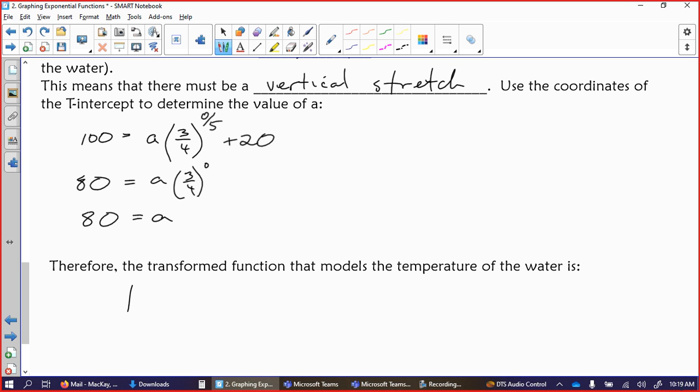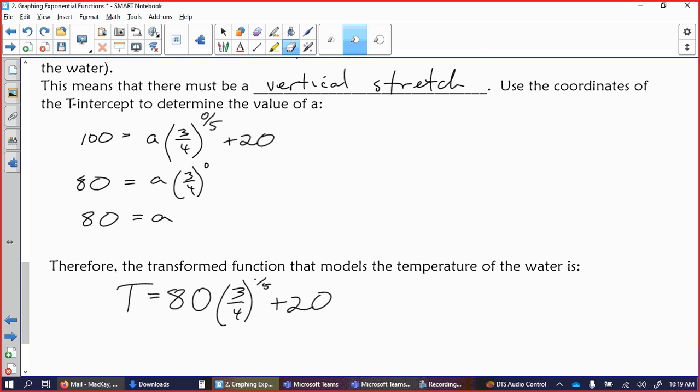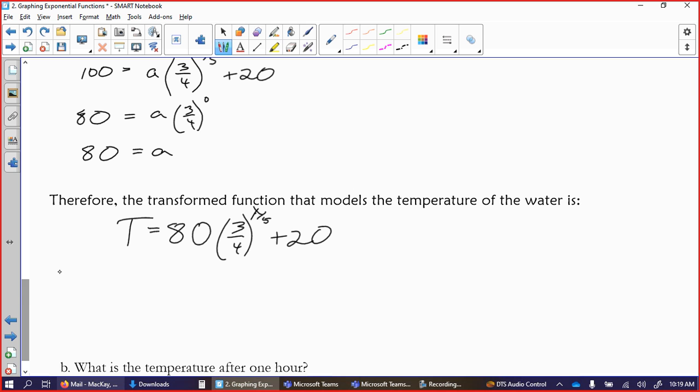So now we have temperature equals 80 times 3/4 to the 0 over 5 plus 20. Gosh, not 0, but x. Put our variables back in. So we have our equation. We can kind of check this to make sure.